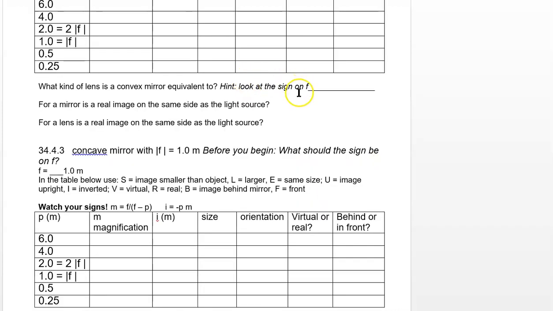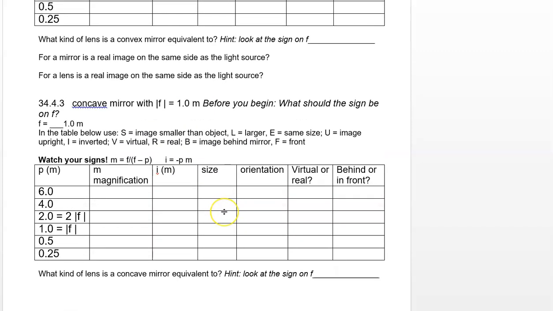Okay, now you won't know this yet, but the kind of lens that a convex mirror is equivalent to is the concave lens. For a mirror, a real image is on the same side as the light source. You might want to look that up or figure it out. For a lens, of course, you're going to find out the real image is on the opposite side. You'll do the same thing with a concave mirror.